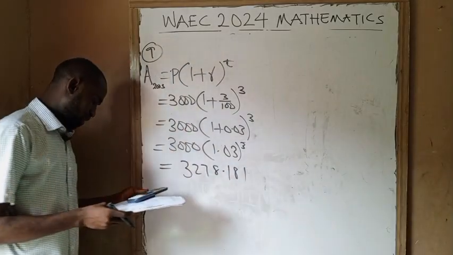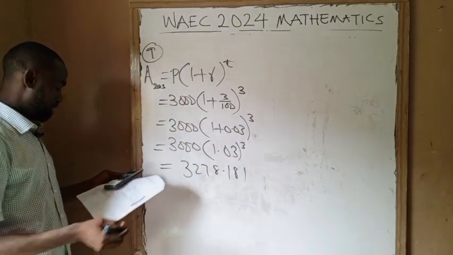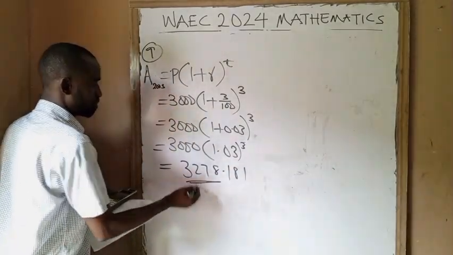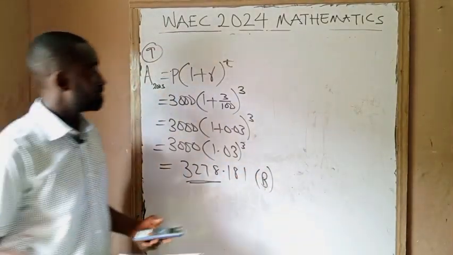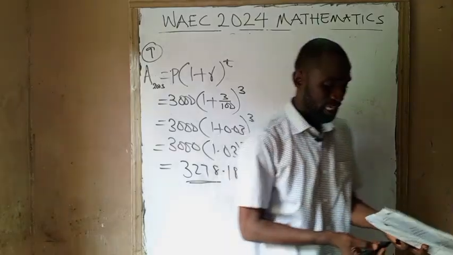3278.181. So the correct answer is Option B, which is 3278. So this is Option B. Okay, so that's the first way of solving the question. We can solve the question in another way too.